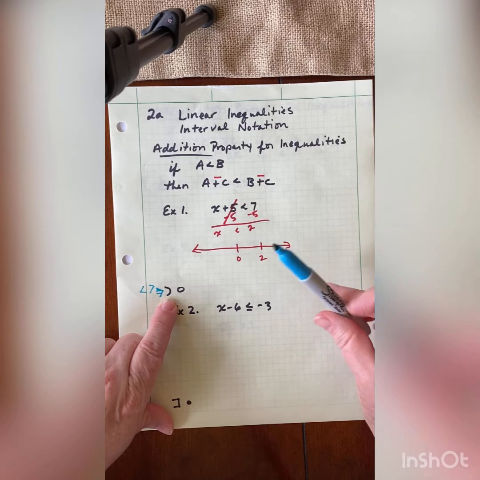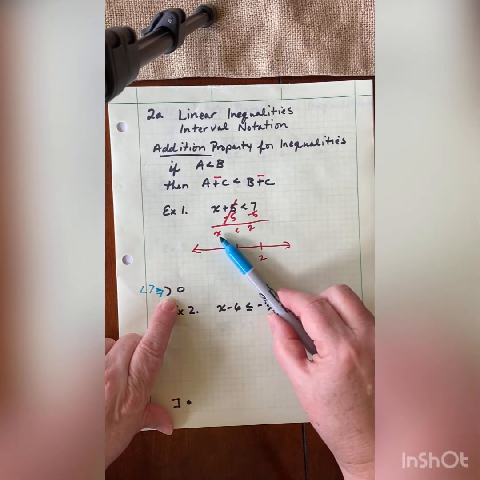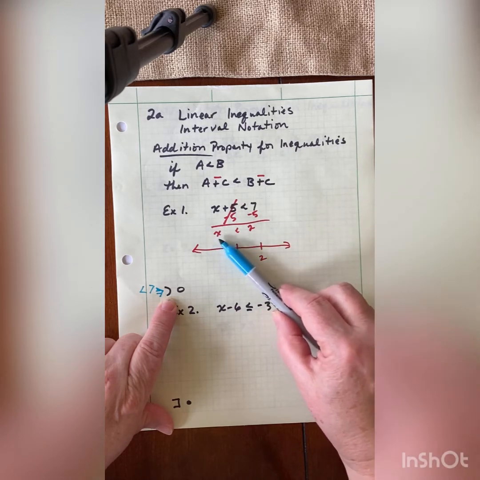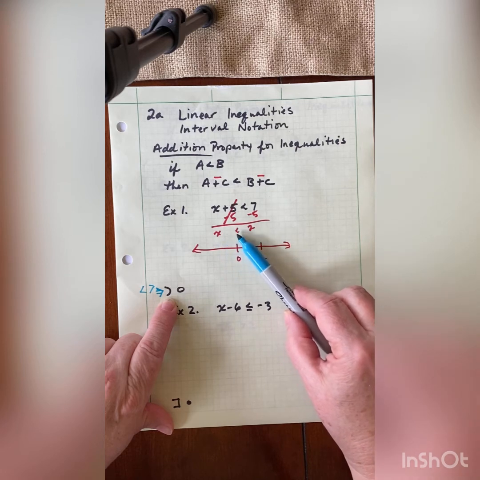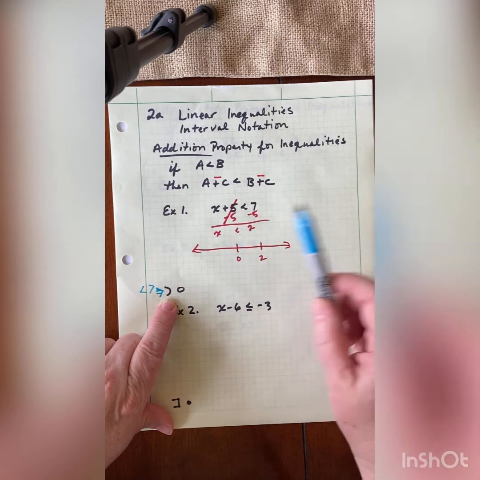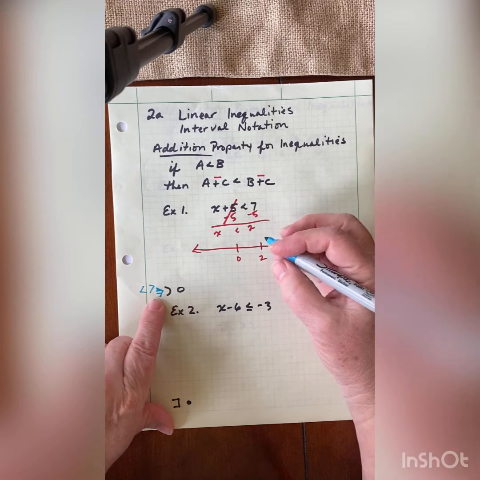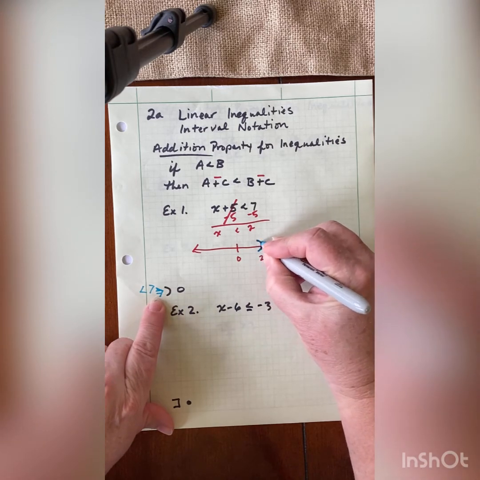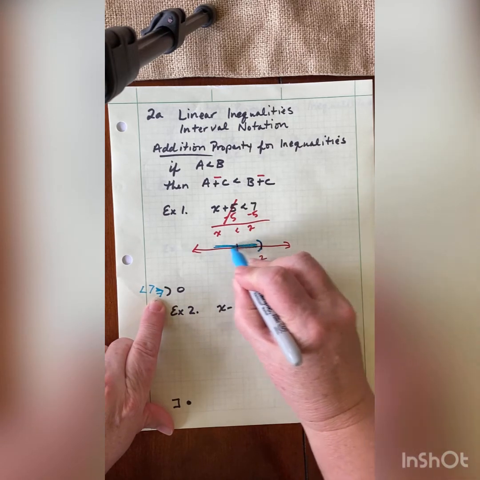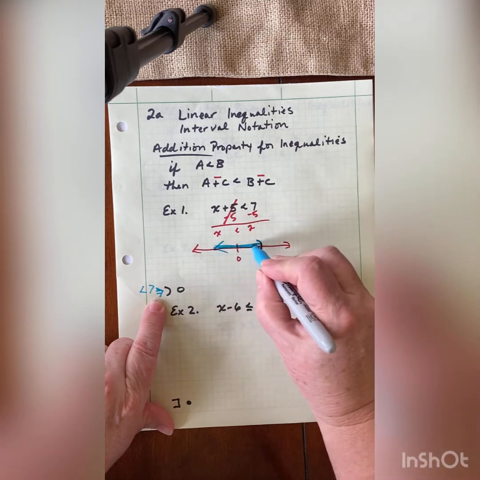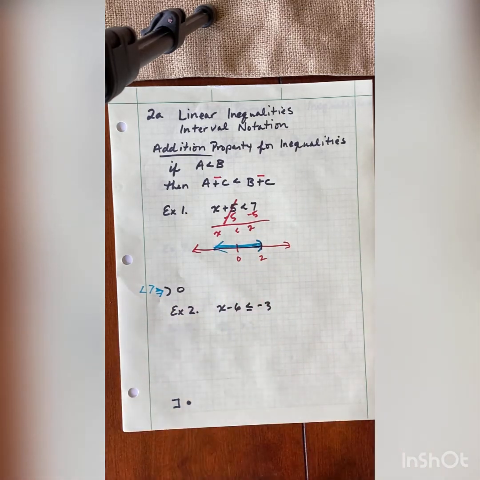Now, if you have x on this side of the inequality, this will point the way it's supposed to go. So at 2, I'm going to put a parenthesis, and it's going down this way, and it tells me any number less than 2 is a solution.